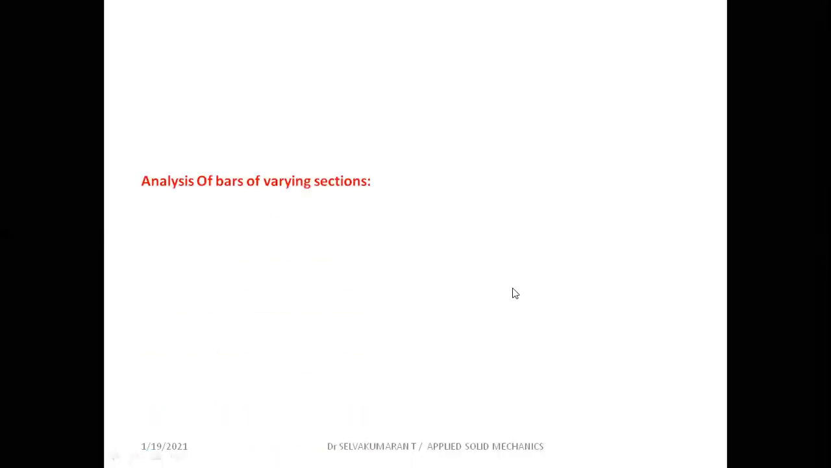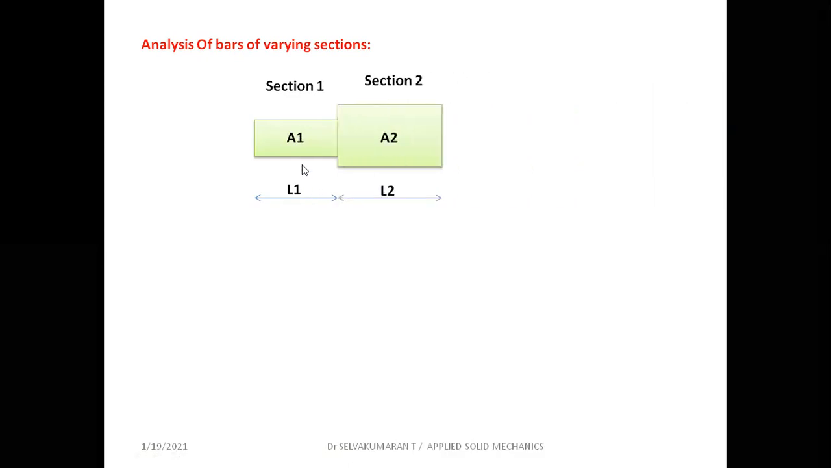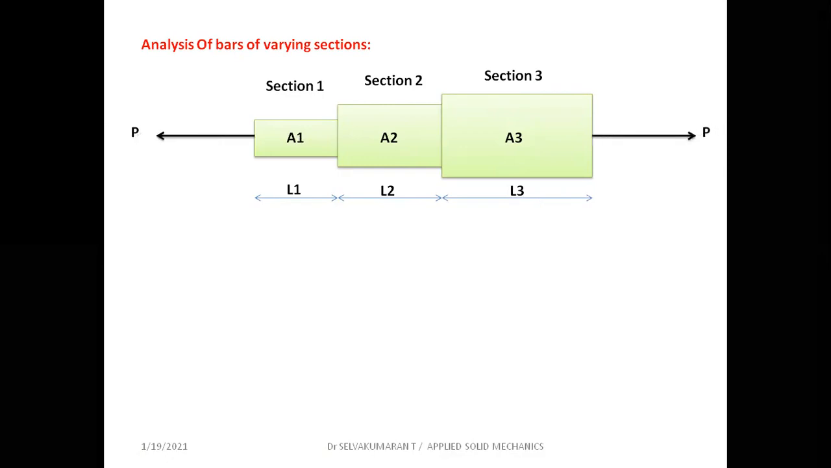Good morning. Today let us see the analysis of bars of varying section. So here you can see the section 1 made of some material. L1 is the length, A1 is the cross-sectional area, A2 is the cross-sectional area of section 2, L2 is the length, and A3 is the cross-sectional area of section 3, and L3 is the length. It is subjected to an axial force or load P.